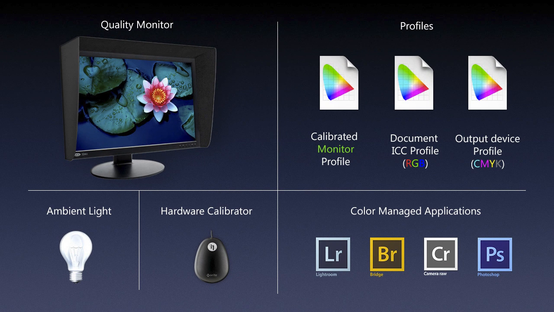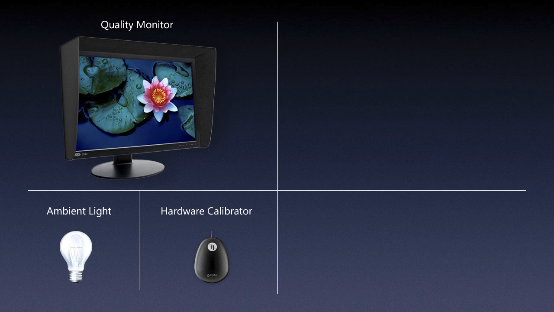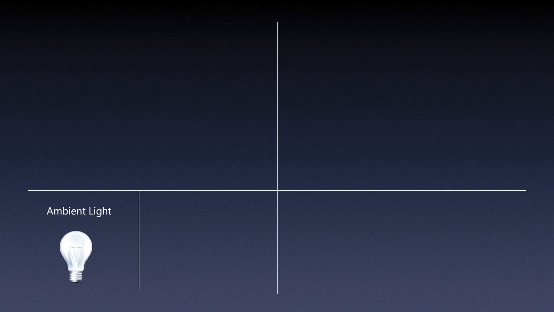Okay guys, so you've seen this image before, right? We talked about all the different components we need for a color managed workflow. Well, we mentioned specifically monitors, we talked about a hardware calibrator, but now it's time to talk about the ambient light. We kind of just mentioned it, but now we're going to devote this video to it entirely.